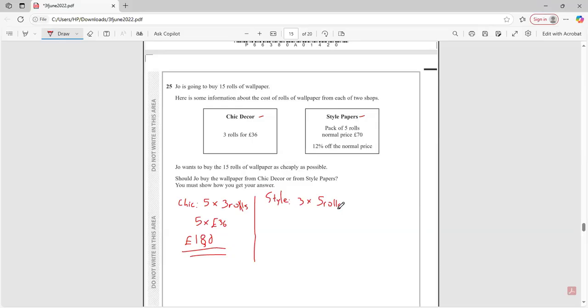So we're going to get 12% off the normal price. Let's get the normal price first, and then we'll get 12% off that. Or should we just do the 12% first? I think we should do it on the total. So that's 3 times 70, that's 210.